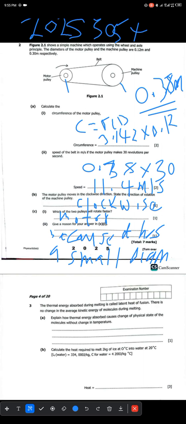When you talk about latent heat of fusion, we are talking about how the bonds are being broken down so that the substance can change from solid to liquid without changing temperature, where the temperature will just remain constant. As for question B, what we need to do here is to find the latent heat of fusion and the latent heat of vaporization. Then we add them. That's what we're going to do.